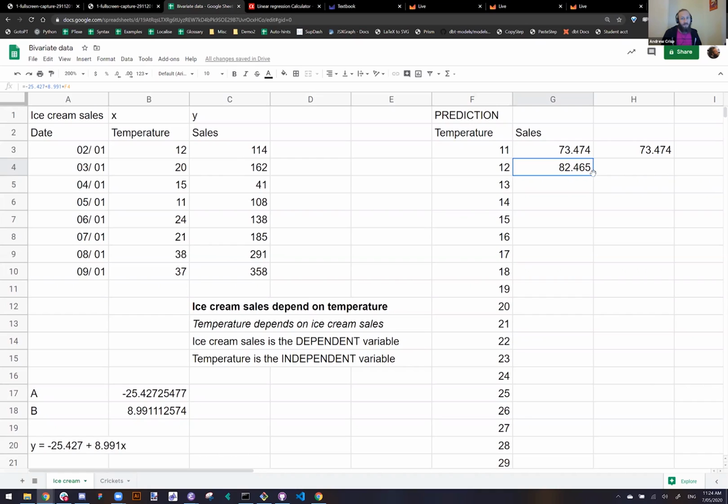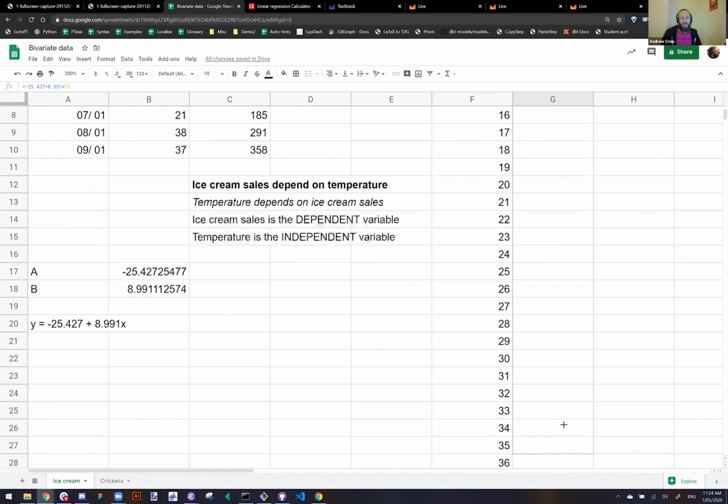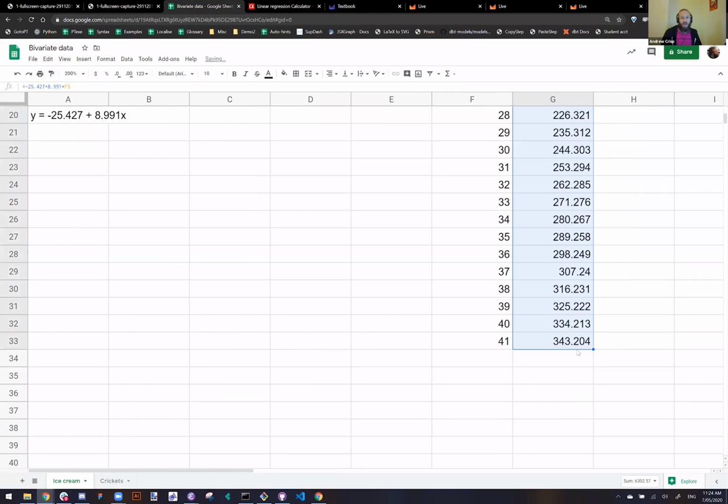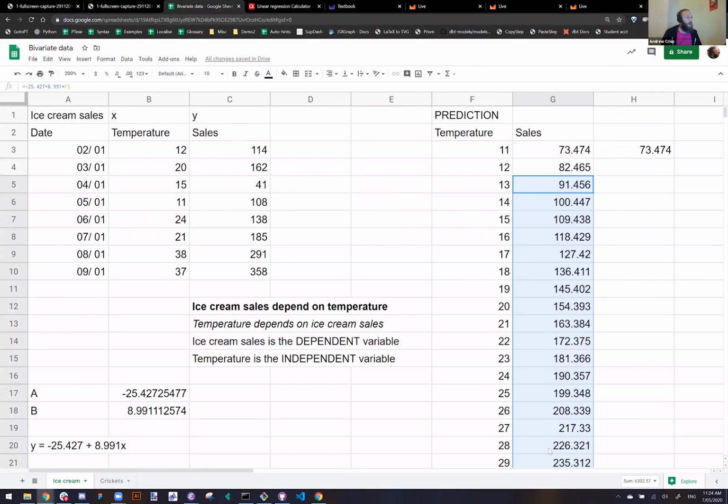And I can do it again. 91.456. And that's reading off this one, 13. So it's kind of doing the substitution for us at each step. I substitute 13 into this formula, x equals 13. What's y? This thing. What happens if I substitute 14 and so on? I can just click and drag all the way through. And there we go. All of my predictions.